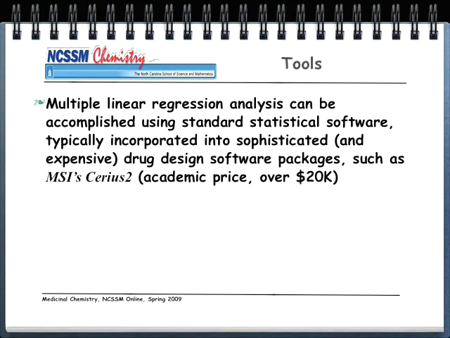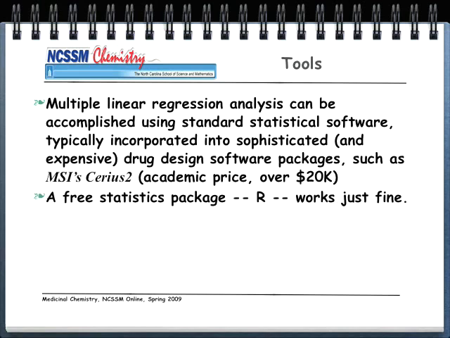There are a number of tools you can use. There's all kinds of statistical software. Some of them are very sophisticated, like MSI Sirius 2. The academic price for this is about $20,000 for this piece of software. We don't have $20,000, so we use a free statistics package that you are coming to know and love, known as R. And for the most part, what we're trying to do in this course, R works just fine. That doesn't mean you like it, but it works just fine.